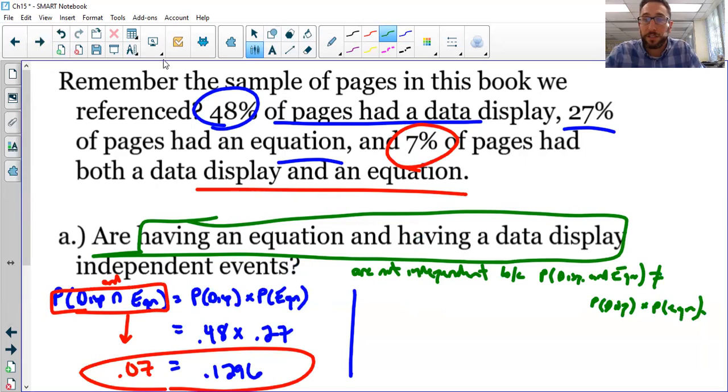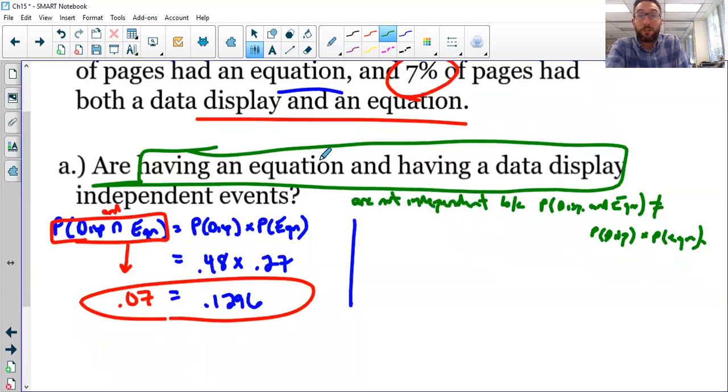Some of us are going to think that's the easiest approach. Some of us are going to like the independence formula. Whatever. Sometimes, in some contexts, we have to use one way or the other. In the examples we've looked at, we could take either approach. Here, what we did was probably easier, but we could look at the probability a page has a display given it has an equation.